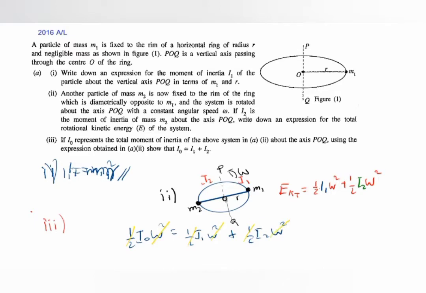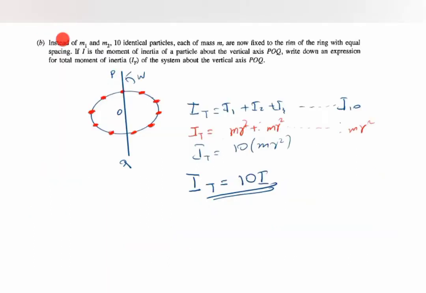So the final result is going to be what? I naught equals I1 plus I2. Simple, isn't it? Now let's move to the next question. Instead of M1 and M2, 10 identical masses, each of mass M, are now fixed on the rim of the ring with equal spacing. I is the moment of inertia of the particle about the vertical axis P or Q.